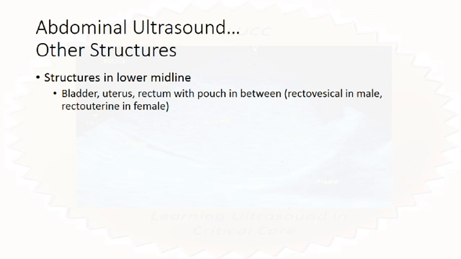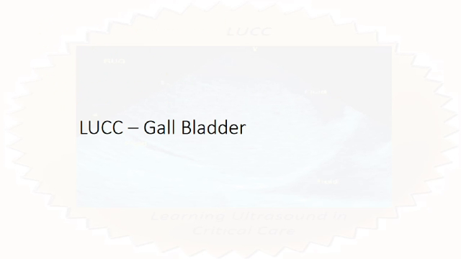Some of the other structures in the lower midline include the urinary bladder, the uterus in females, and the rectum. There's a pouch in between the urinary bladder and either the uterus or the rectum. It's called the rectovesical pouch in males, and it's called the rectouterine pouch in females. So now let's go to the focused ultrasound of the gallbladder as part of the LUCC examination.